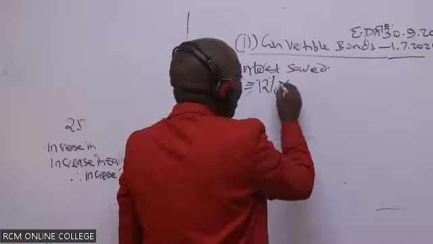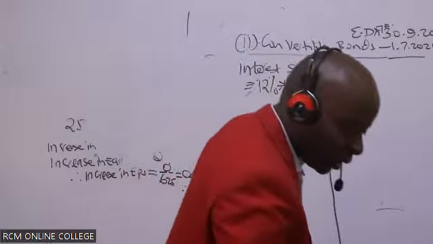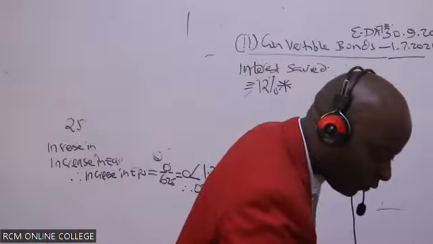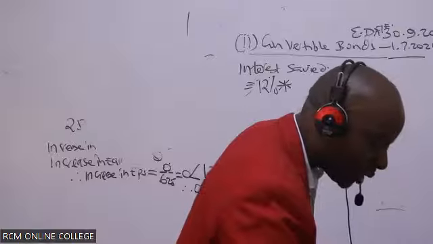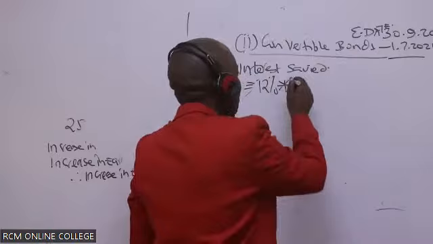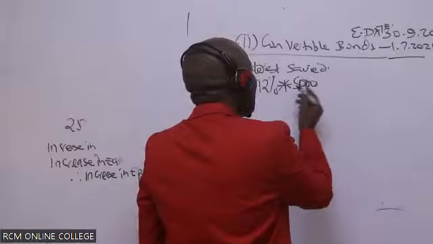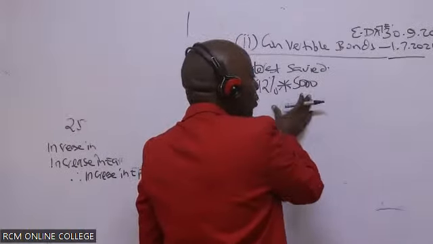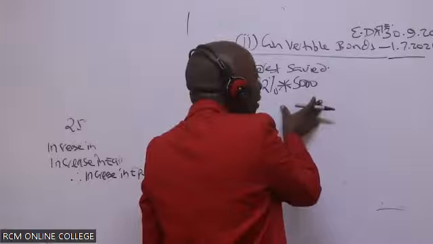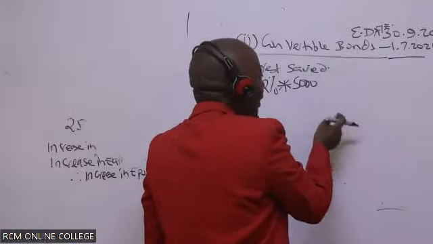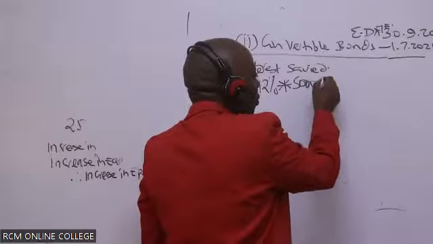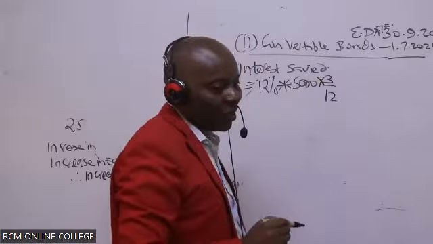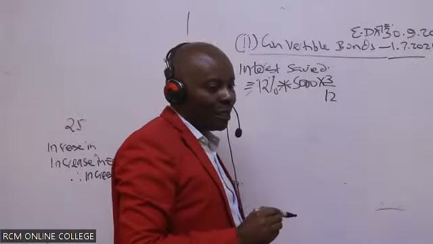And how much are they worth in total? Those bonds, ladies and gentlemen, are worth Kenya shillings 5 million. So this is an annual interest. Should they decide to convert by the end of the year, the very best I will do is to save interest of 3 months alone.